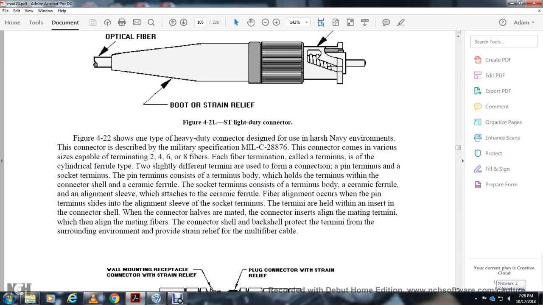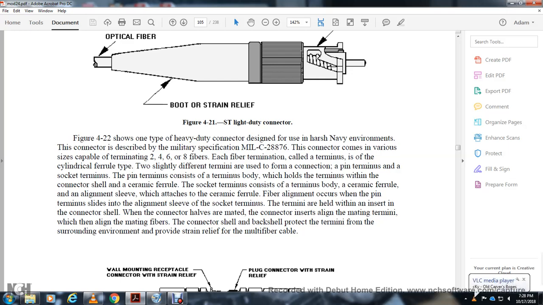Figure 4.22 shows one of the heavy duty connectors designed for Navy environmental use, derived from military specification MIL-C-28876. It is capable of terminating two, four, and five fibers, each fiber termination coupled with a terminus. The cylindrical ferrule with two slightly different terminuses is used to form a connection: the pin terminus and the socket terminus. The pin terminus is held within the connector, shown with the ceramic ferrule.